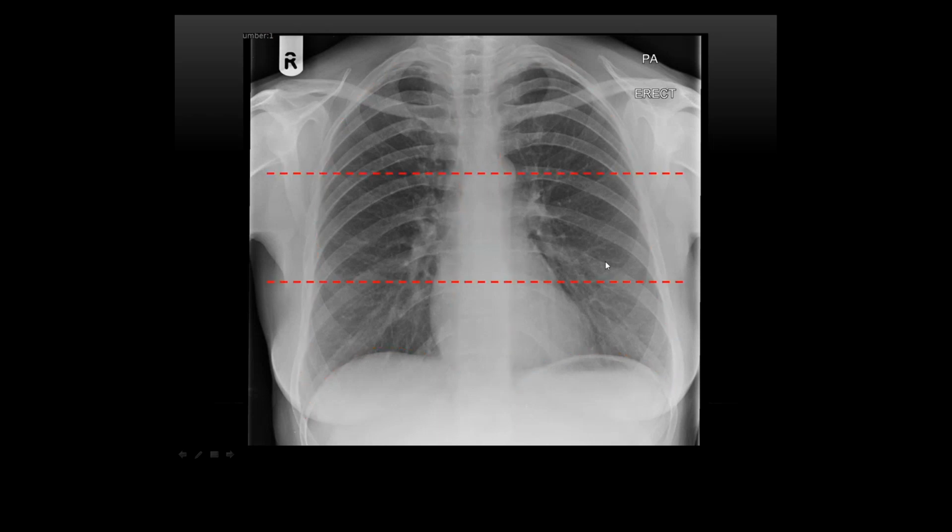So as I was saying, this is how I divide my lungs up. Once you get used to looking at them, you won't need to use a piece of paper to cover up the chest x-ray. You might get some weird looks when you start sticking a piece of paper in front of the computer screen.